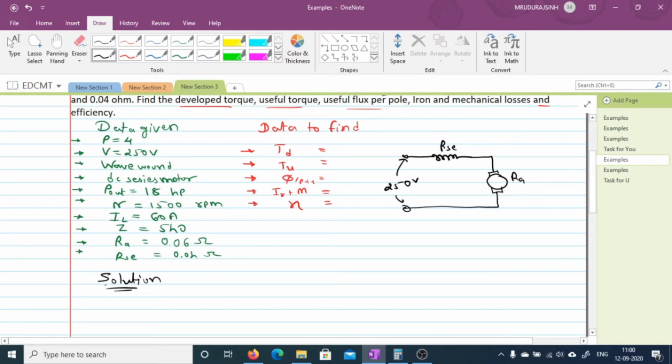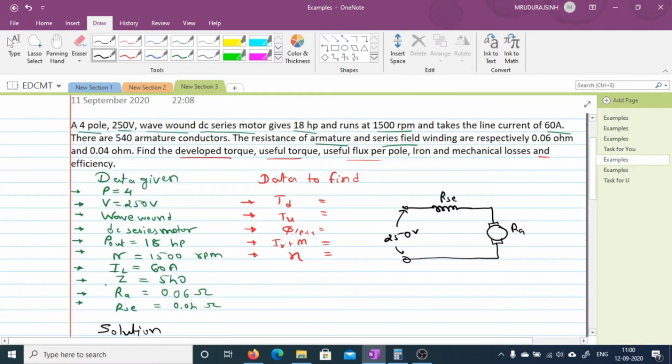To start with the solution, first of all we need to understand what data is given and what exact data we need to find. Let me make it clear that whenever you are going to solve any example, it is very important that you understand what data exactly we need to find, right? Over here we need to find torque developed and useful torque. So first of all, let's understand the difference between torque developed and useful torque.